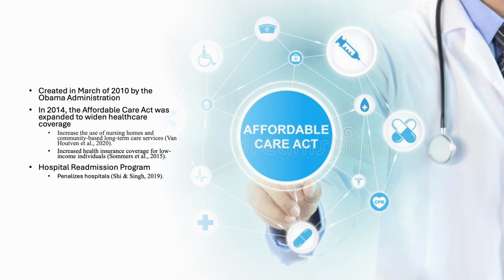According to Seeing 2019, the Affordable Care Act was created during the Obama administration in March of 2010. The ACA aimed to expand access to health insurance, reduce healthcare costs, and improve the quality of care. In 2014, the expansion of healthcare coverage through the ACA improved access to healthcare and prevented millions of citizens from postponing their healthcare needs. The ACA expansion also helped increase the use of nursing homes and community-based long-term care services.